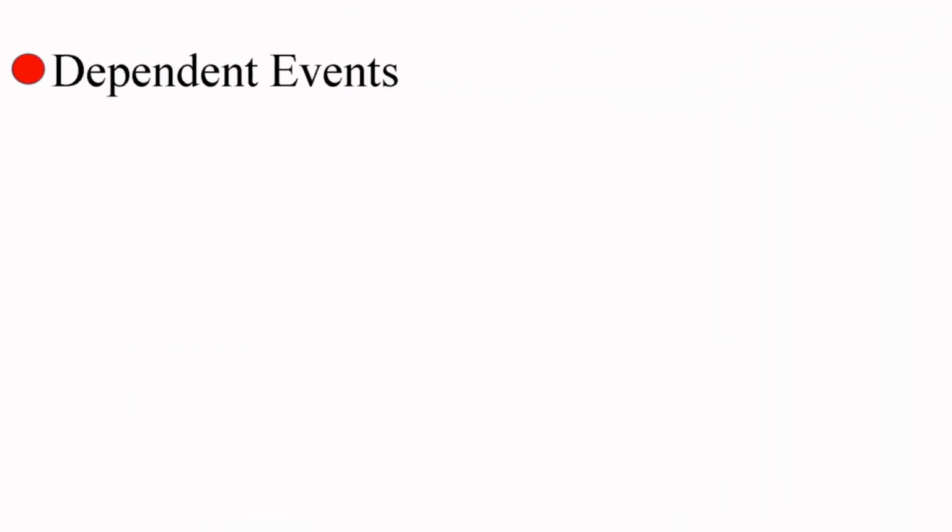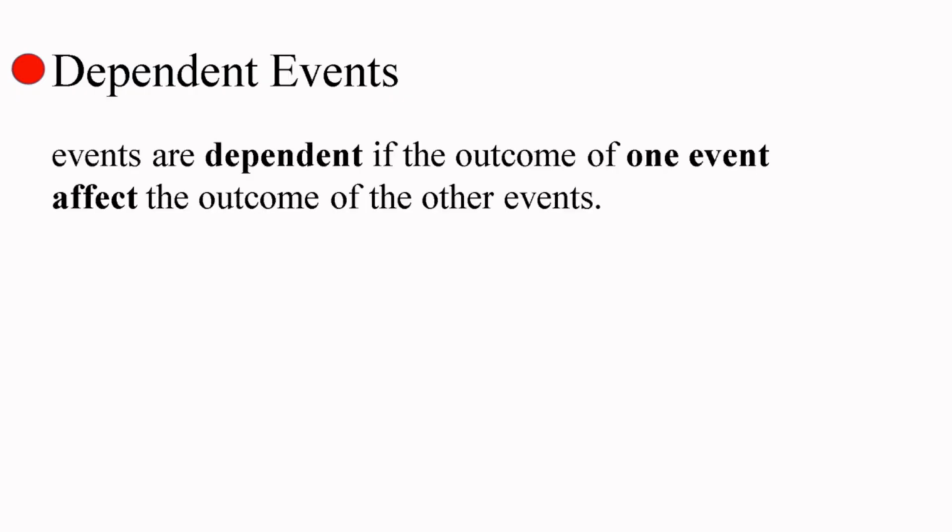The first thing that we need to learn in this chapter is the definition of dependent events. What does it mean when we use this term? Events are dependent if the outcome of one event affects the outcome of other events. What does it mean? It means events are related to each other. The result of the first one is going to have impact on other trials, on other experiments. So we cannot investigate them separately. They are related to each other.